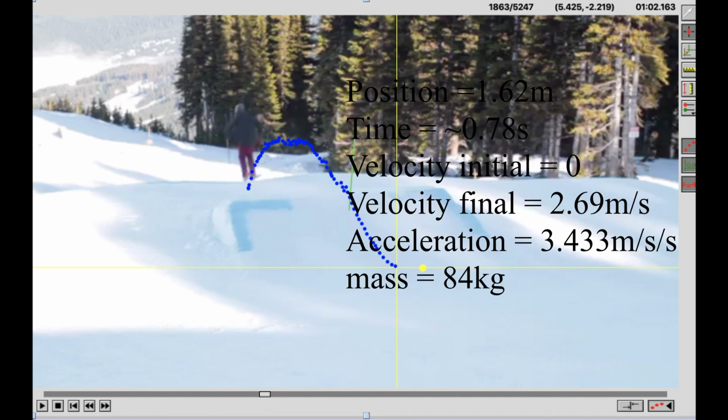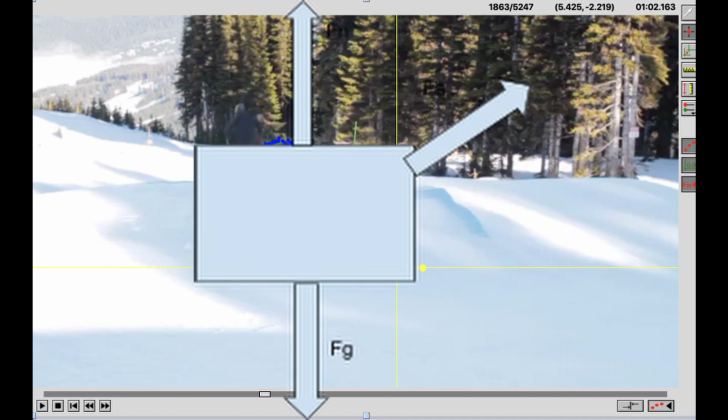The quantities of motion for the projectile motion object are 1.62 meters, a time of 0.78 seconds, an initial velocity of 0, a final velocity of 2.69 meters per second, an acceleration of 3.433 meters per second squared, and a mass of 84 kilograms. The free body diagram of the projectile motion object sees normal force and gravitational force cancel out each other, with an applied force going at an angle upwards with no frictional force due to it being ignored.